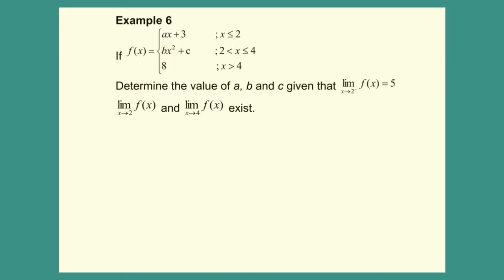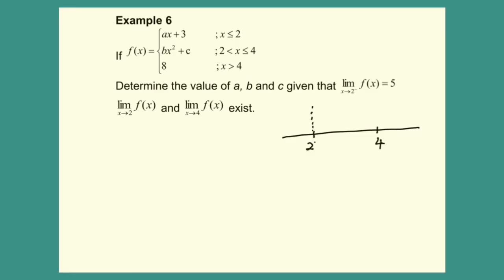For example 6. If f(x) equal to ax plus 3 for x less than or equal to 2, bx squared plus c for x greater than 2 and less than or equal to 4, and 8 for x greater than 4. Determine the value of a, b, and c. Given that limit f(x) as x approaches 2 from the left equal to 5, limit f(x) as x approaches 2, and limit f(x) as x approaches 4 exist. First, draw a line to separate this function. Okay, here is 2 and then 4.